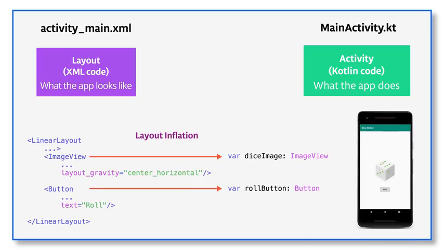Since the activity is responsible for the interactive parts of the app, it defines what actually happens when the button is pressed, and it can then do things like dynamically update this dice image object. Alright, enough theory, let's start writing some code.